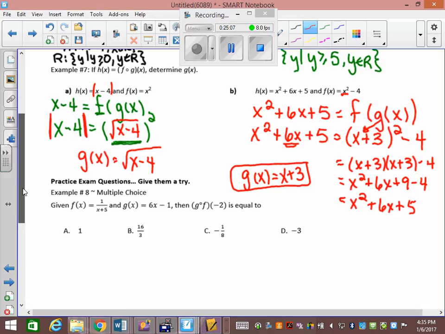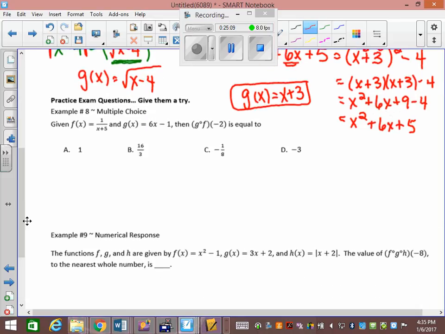Practice exam questions. Given f of x equals 1 over x plus 5, and g of x equals 6x minus 1, what's g of f of -2? This little circle looks like it's raised, but it shouldn't be. It's right side by side, like the multiplication symbol, but it's an open dot. So we're finding g of f of -2.